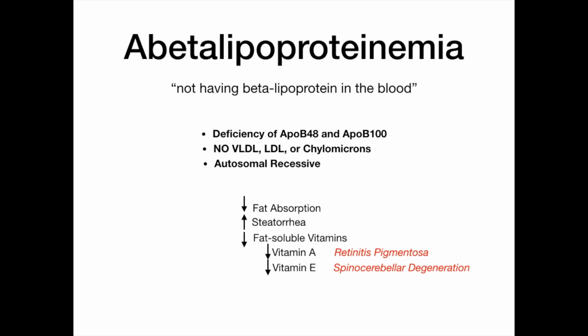Okay? So take a step back and think about what this means. Not having B proteins in the blood, which means no VLDL, LDL, or chylomicrons. That means no fat absorption, which means steatorrhea. And if you have no fat absorption, you can't get vitamin A, you can't get vitamin E, which means you get retinitis pigmentosa and spinocerebellar degeneration.